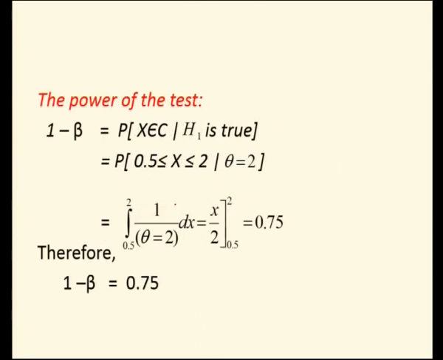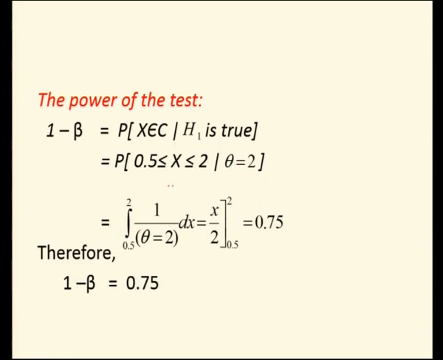Next, you have to calculate what is called the power of the test. So, power of the test is denoted as 1 minus beta. Here it is that the sample point belongs to the critical region, but H1 is true. So, it belongs to the critical region means the critical region is that x lies between 0.5 to 2, and here H1 is 2. So, theta is equal to 2.